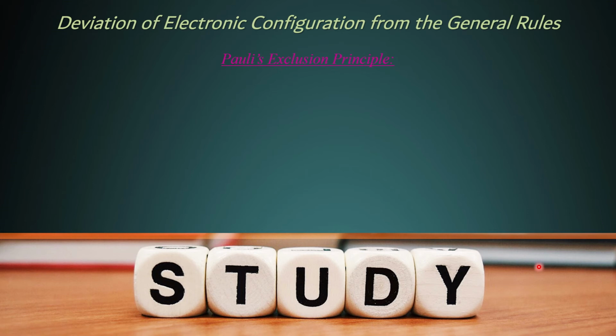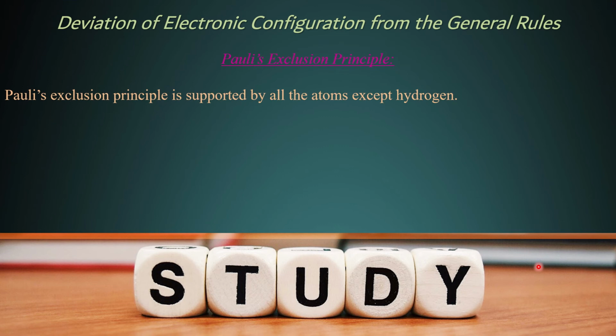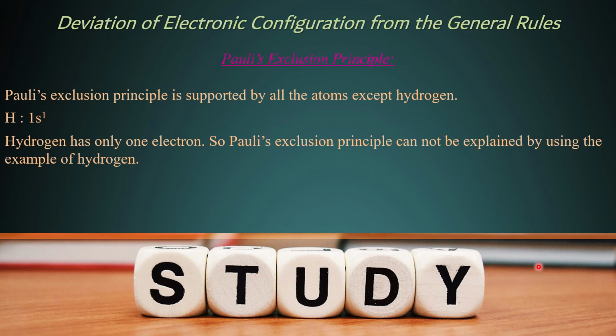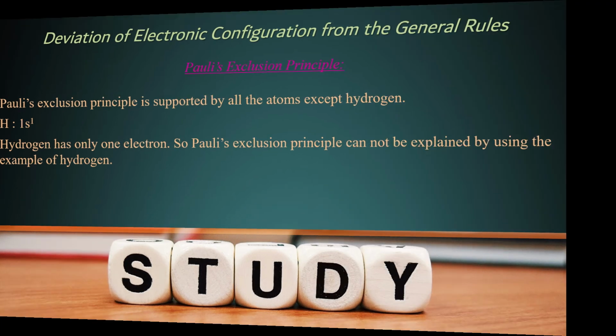But if any atom has only one electron, then Pauli's exclusion principle cannot be explained by using the example of this atom. For example, hydrogen. Hydrogen has only one electron, so Pauli's exclusion principle cannot be explained by using hydrogen. Its electronic configuration is 1s1. Other atoms all follow Pauli's exclusion principle.